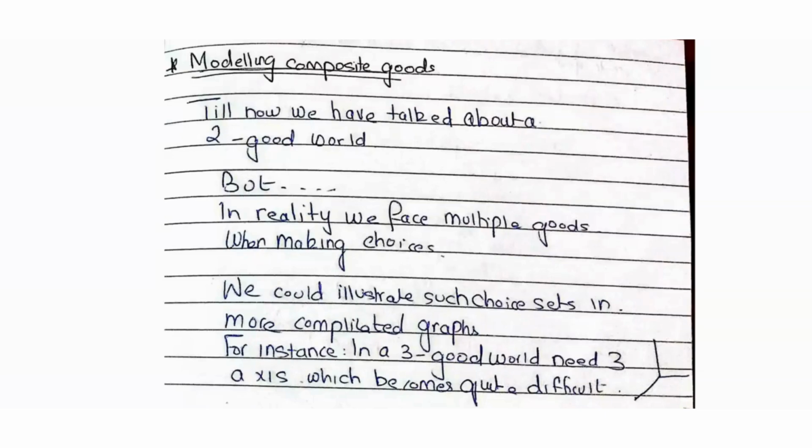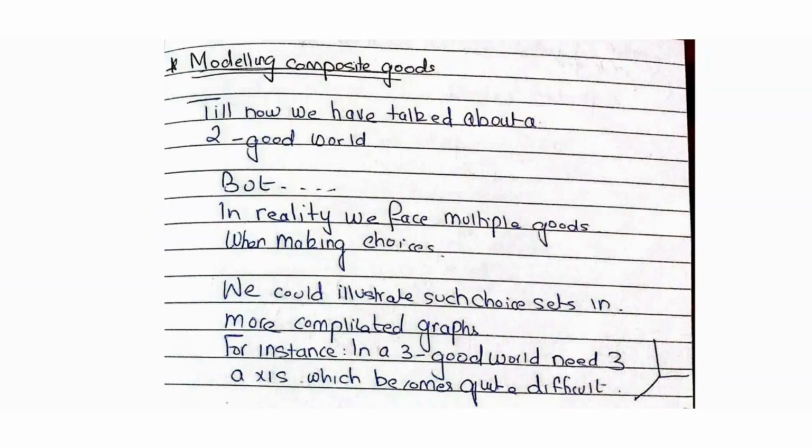We want to look at modeling composite goods. Till now, we mainly talked about a two-good world where we had one good x1, which we were plotting on the x-axis, and another good x2, which we were plotting on the y-axis. But in reality, we face multiple goods when making choices, and we're not living just in a two-good world.